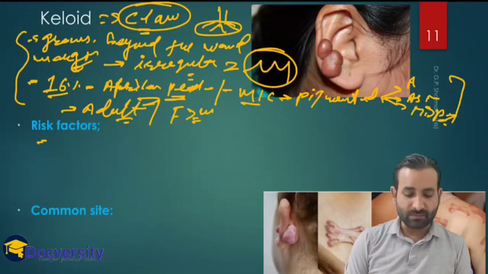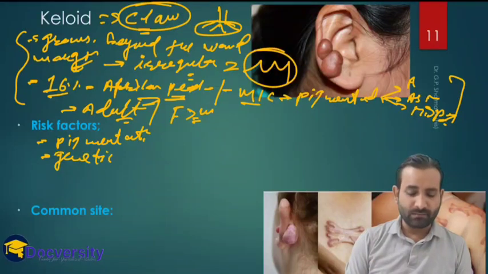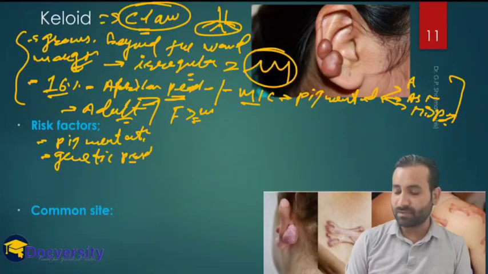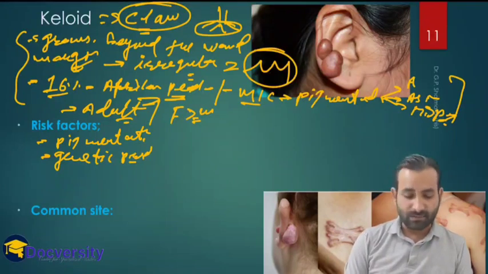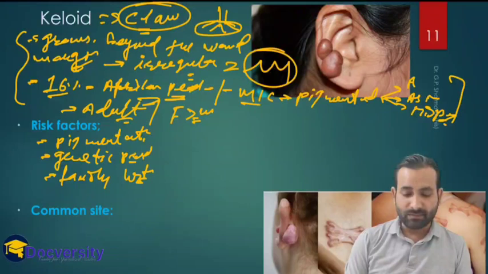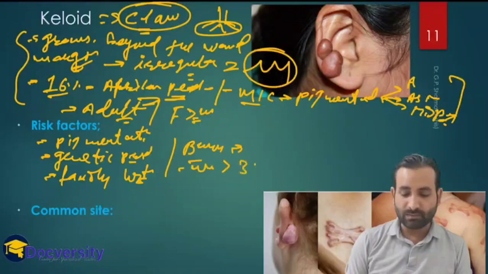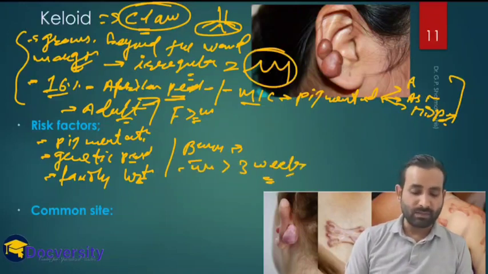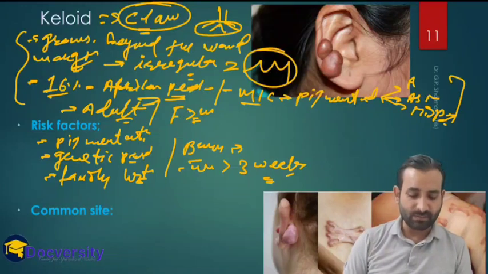What are the risk factors? Number one is pigmentation of the skin. Another one, genetic predisposition. That means if the father and mother have this, the children may also develop it. And then family history is also important. Family history, but the hypertrophic scar has no family history. And similarly burn scars, and wound healing for more than 3 weeks, so they develop the keloid. So these are the risk factors.